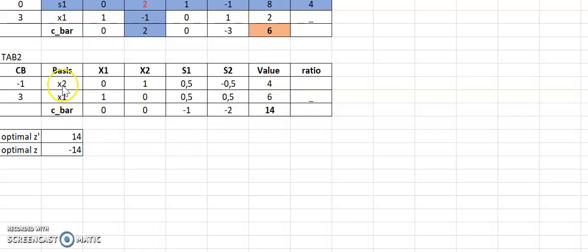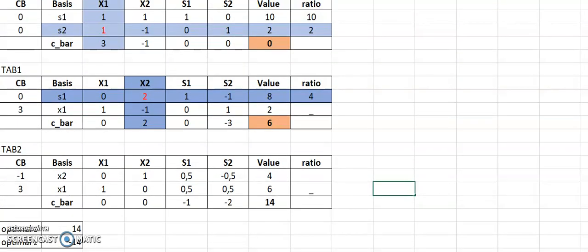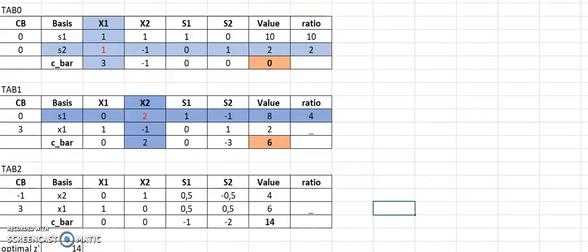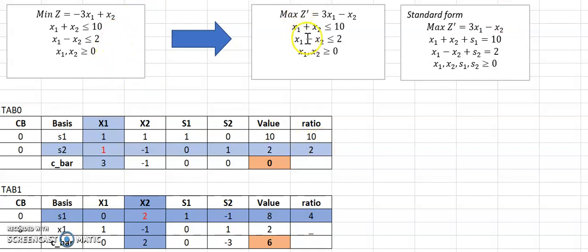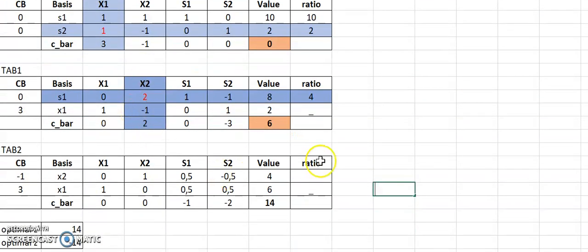x1 is equal to 6 and x2 is equal to 4. So here, x1 and x2 are the optimal values. However, the optimal value of z is actually minus 14. As mentioned earlier, z is the objective function of the original minimization LP, and z prime is the objective function of the equivalent maximization LP. So here we have solved for z prime. So this is the optimal value of z prime, and the optimal value of z is actually the value of z prime multiplied by minus 1.